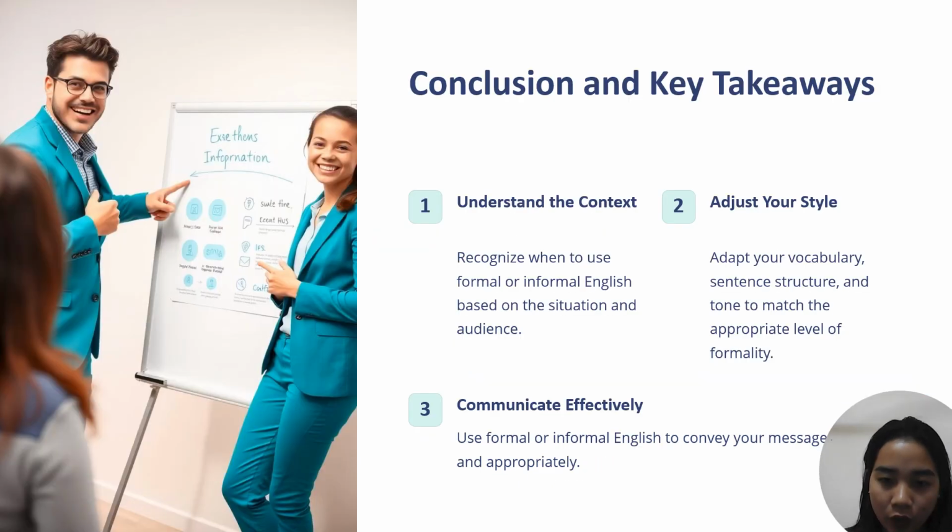As we have come to the conclusion part, let's go back once again. Recognize when to use formal and informal English based on the situation and audience. Adjust your style: adapt your vocabulary, sentence structure, and tone to match the appropriate level of formality. Communicate effectively: use formal and informal English to convey your message clearly and more appropriately.